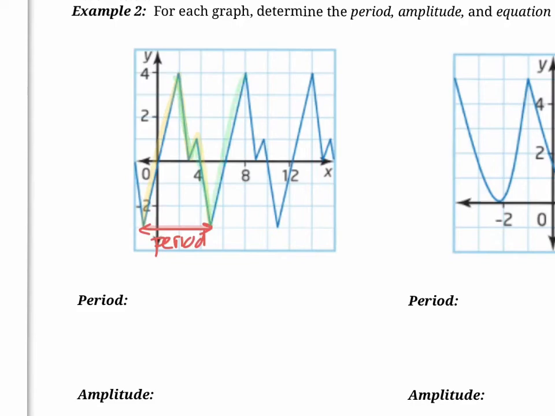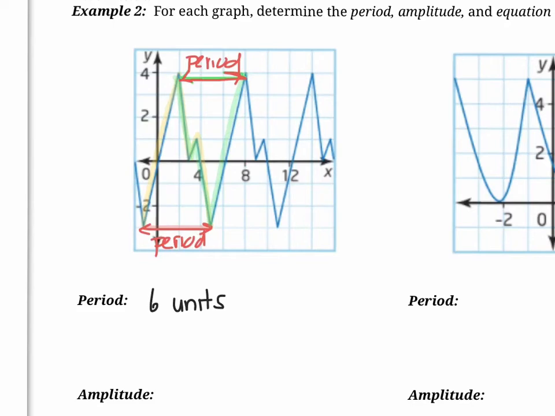Okay, so there's a cycle, and I'm going to pick this guy as my cycle, so here's my period. This one's going to be easier to tell how long this cycle is because it starts right at the corner of the grid. So this guy starts at 2 and it ends at 8. So how long is one cycle? It must be 6. So the period in this case is 6 units.